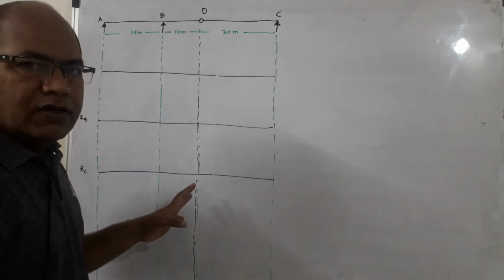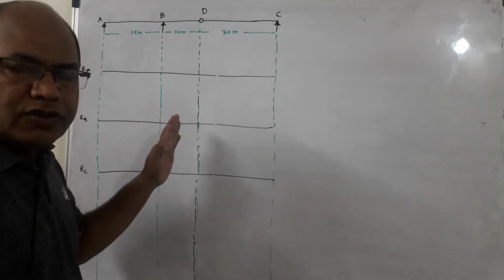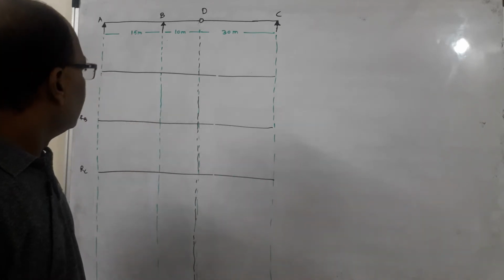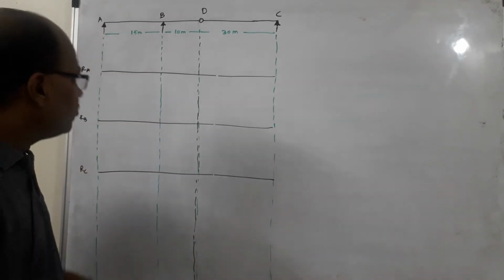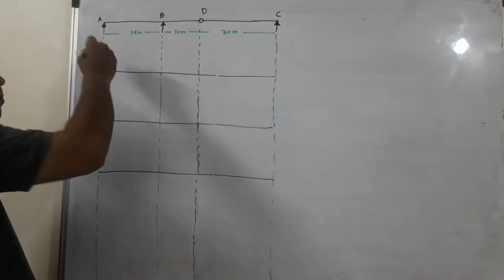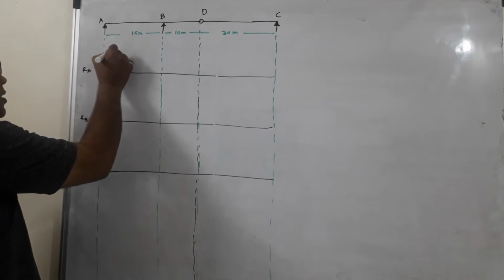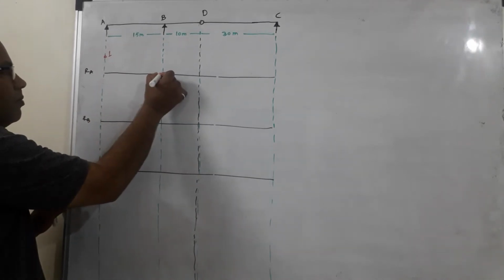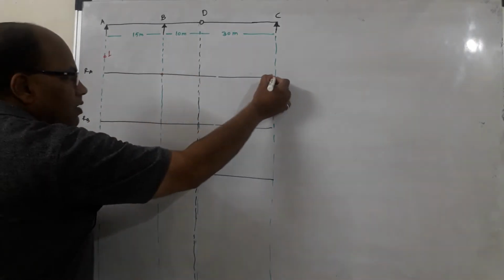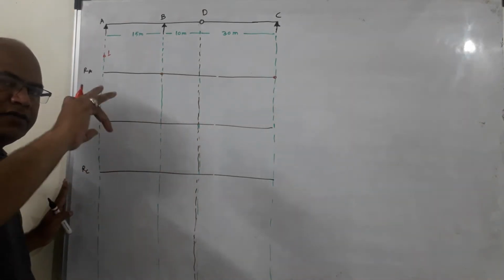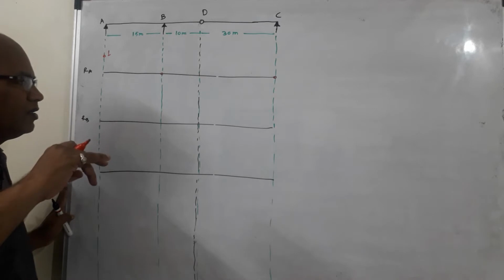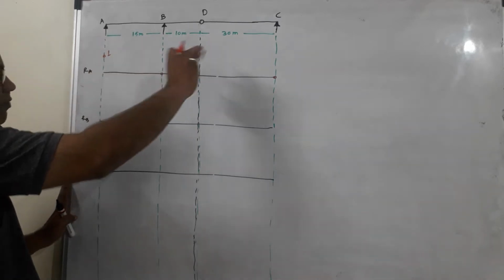Now, let us see how to use the shortcut method. When you want to draw ILD for RA, remember the procedure. Mark 1 at A, mark 0 at B, means at the other reaction, mark 0 at C also. So, mark 1 at A, mark 0 at B, mark 0 at C when you are going for ILD for RA.